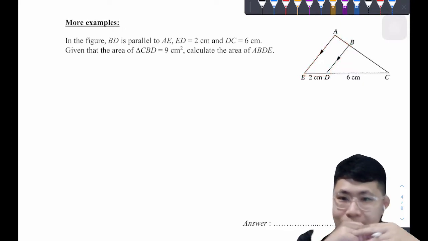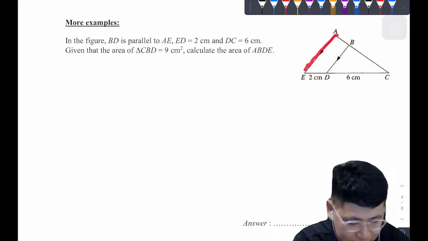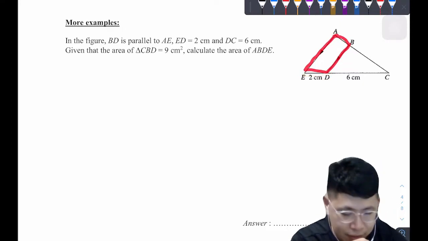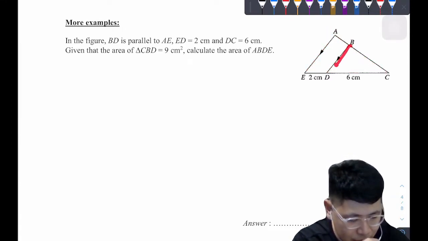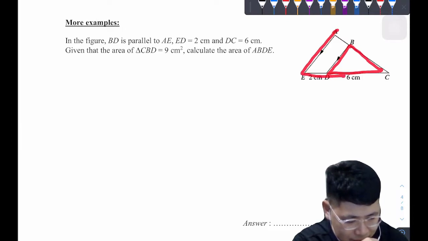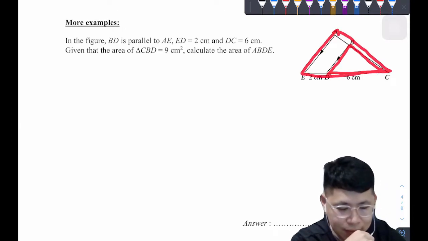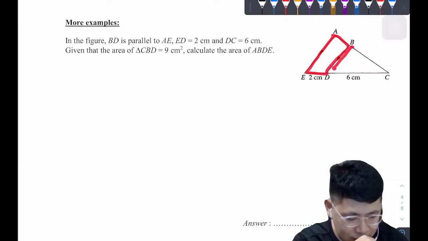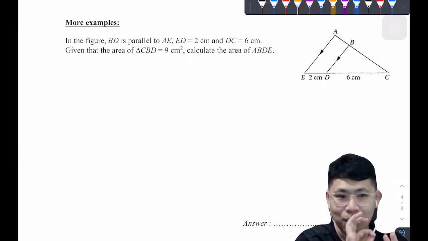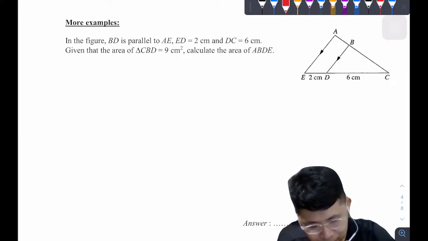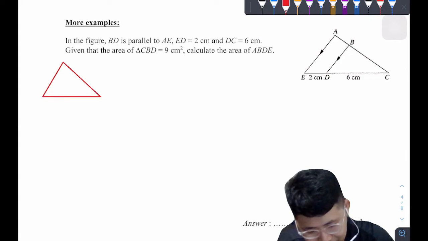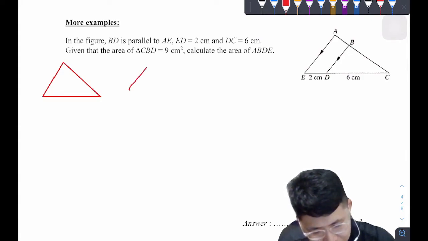But in order for us to find this area, we need to find the area of the full triangle first, because these are our similar triangles, right? This is not similar to this, cannot. So we have to use the big triangle to help us. Let me sketch out the big triangle so that it is easier for us to use.